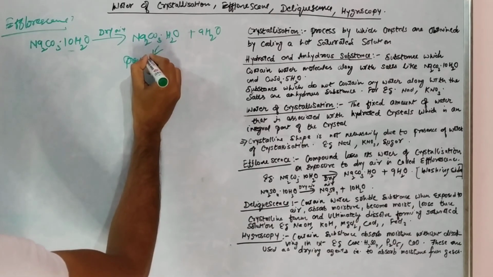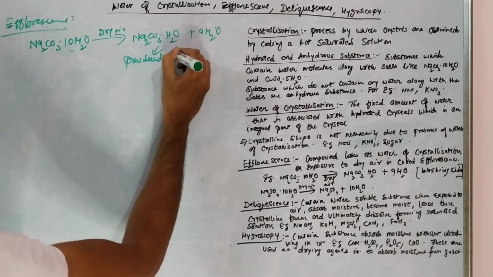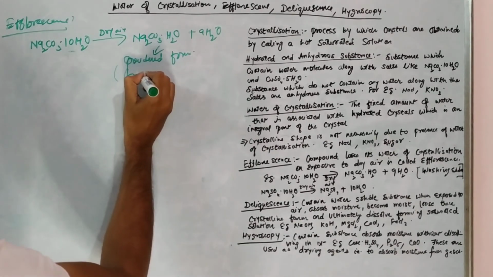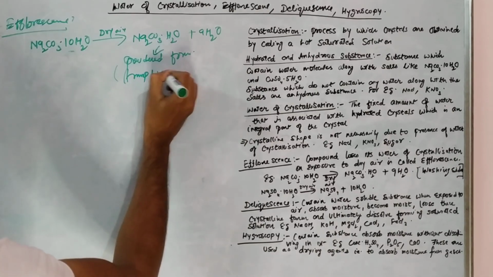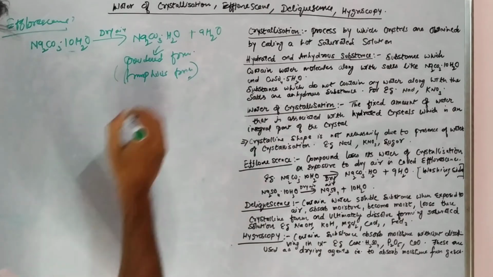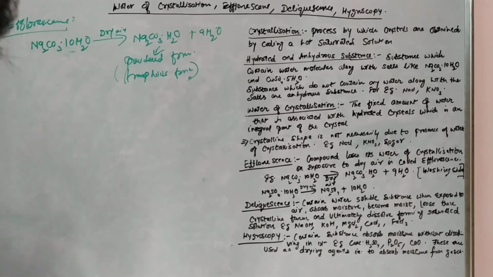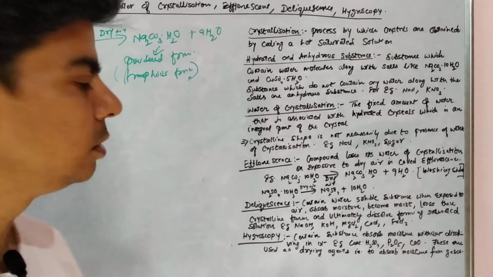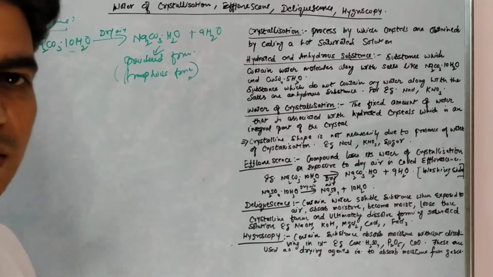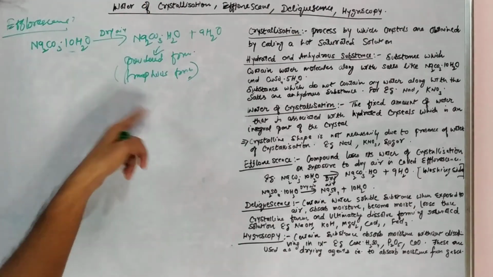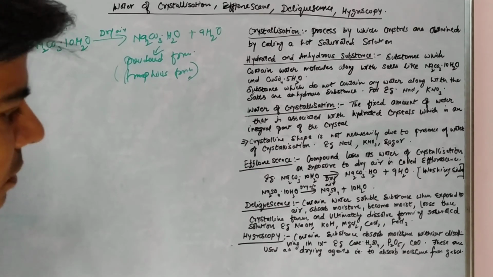and this would be a powdered form, right? We also call it an amorphous form. This phenomenon is known as efflorescence. That is, when hydrated crystals are left in air, they will lose their water of crystallization and change into this powdered form, right? This is known as efflorescence.